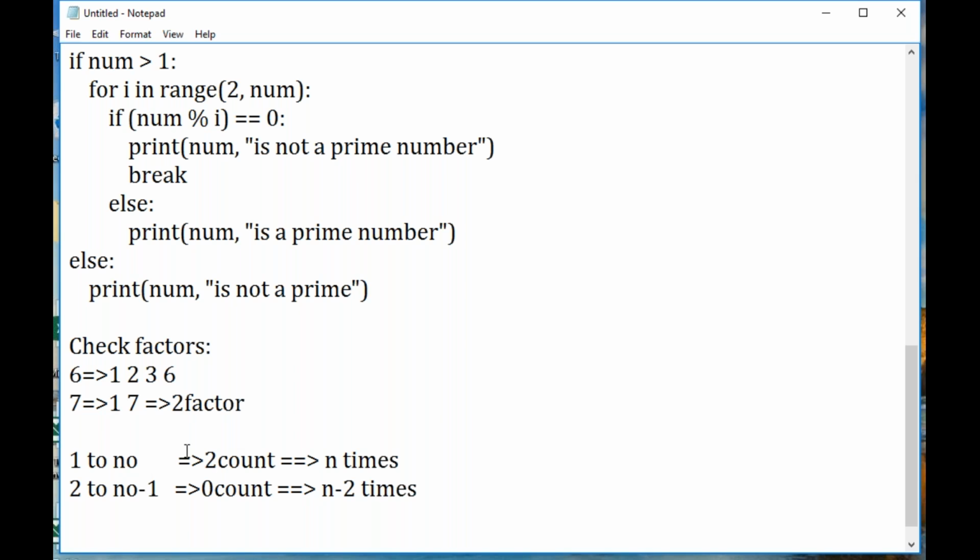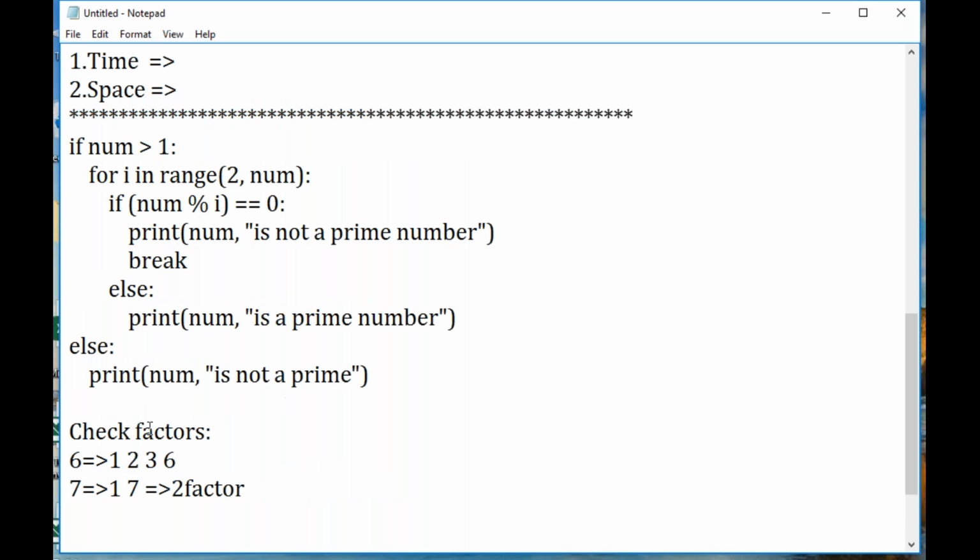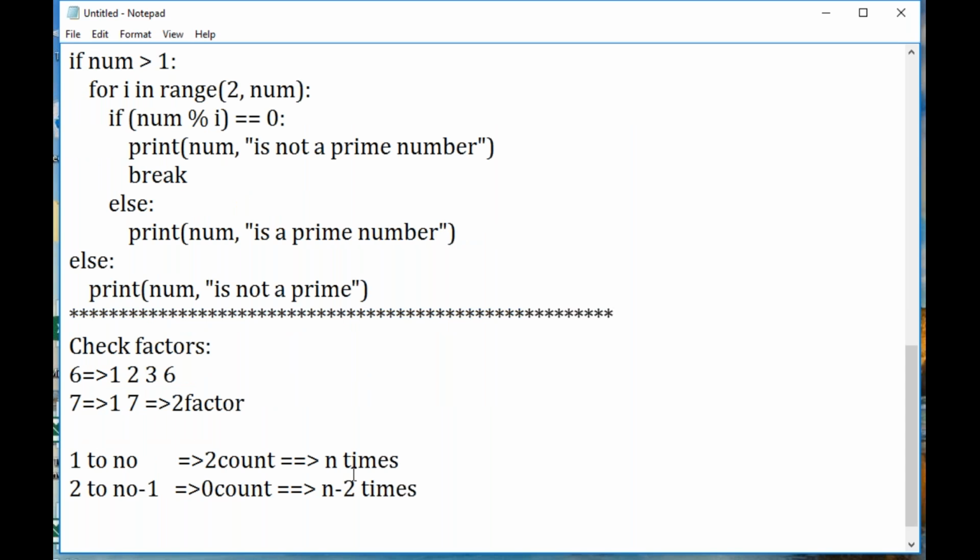Now this is the logic. Now we are going to see some more optimized way. So what are the optimized ways? According to the logic you people have written, it will take n iterations. N iterations in the sense that your loop will be executed n times. So I say that this particular logic can be optimized further. So how are we going to optimize this?